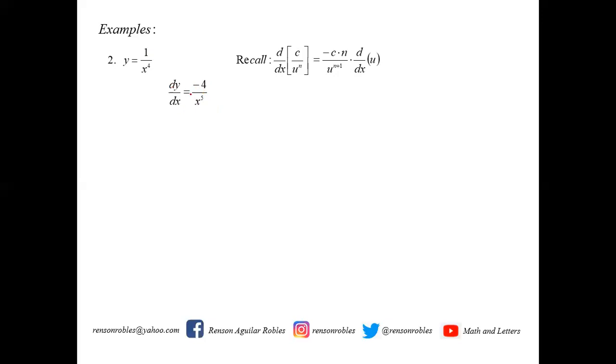So dy/dx is equal to negative 4 all over x to the 5th power. And then if we want to get the second derivative, you just differentiate this. Okay? So we look for the derivative of dy/dx in terms of x, and we differentiate negative 4 over x to the 5. And that will give you the second derivative of y in terms of x.